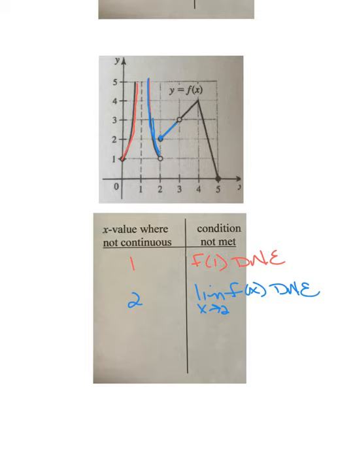Then, as we would continue tracing this thing, we would come to this open circle where we'd have to pick up our pencil before we could continue on. So 3 is also a value where we are not continuous. Condition 1, does the function exist? Is there a solid dot at 3? No. So our rule that we broke is that f of 3 does not exist.